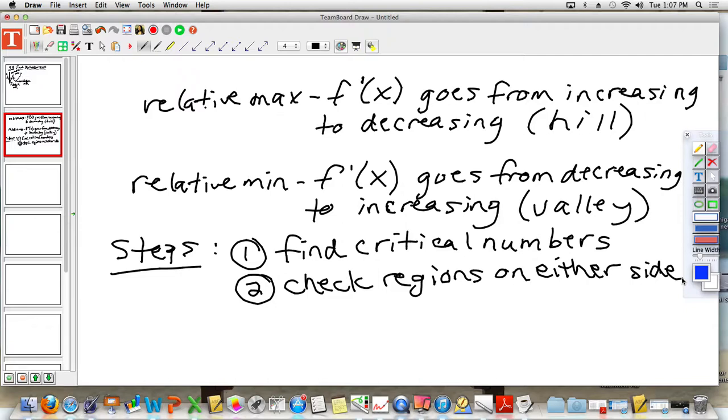So let's say that you have two critical numbers. How many regions are you going to check? You always check one more than the number of critical numbers that you have. So if you have two, you have a critical number here and a critical number here, you need to check what's happening on this side, what's happening in the middle, and then what's happening over here on this side. So 1, 2, 3. If you have 3 critical numbers, you're going to be checking 4 regions. If you have 5 critical numbers, you're going to be checking 6 regions. So that's when it gets ugly, when you have to check that many regions.